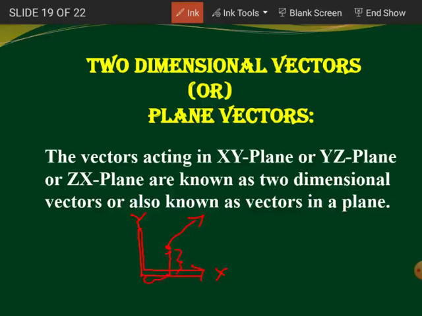You will know the ordinate, then only you can specify this point. Suppose this point is represented by x, y like this, where x means this part and y means this part, right? So after knowing this x and y, then only you can specify this point. In order to specify this particular point, we require two variables, x value and y value. X value we call abscissa, y value we call ordinate, okay.